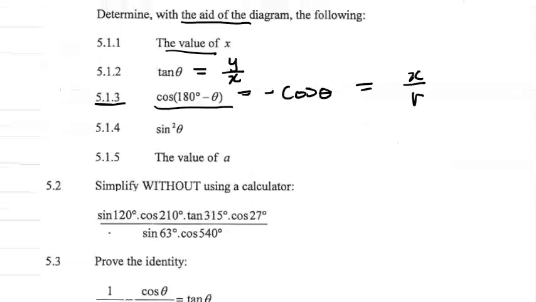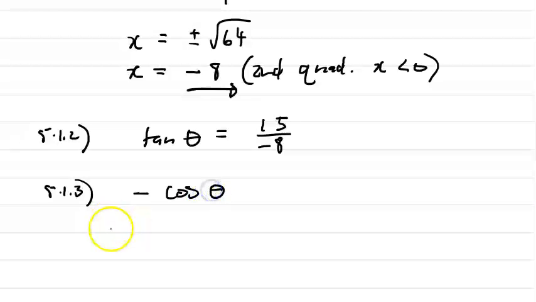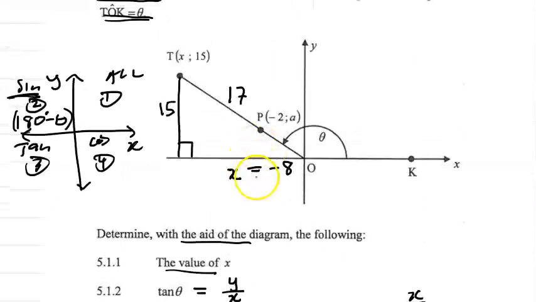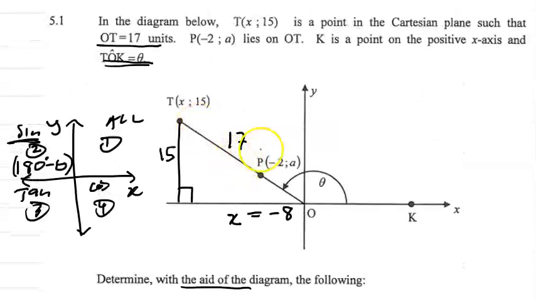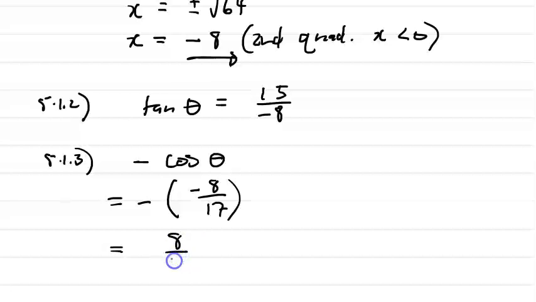We will write down cos of 180 minus theta, so we can just write the reduction, which is minus cos of theta, which will equal x over r, which will be minus 8 over 17. x over r, so that will be minus 8 over 17, which is equal to minus times minus is plus, and that will be 8 over 17. Final answer.